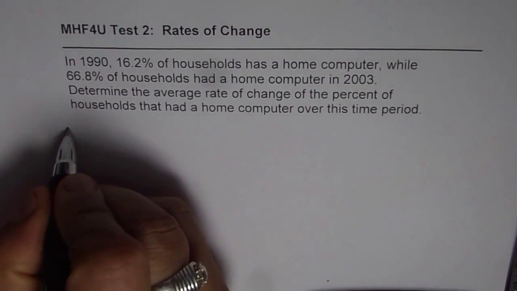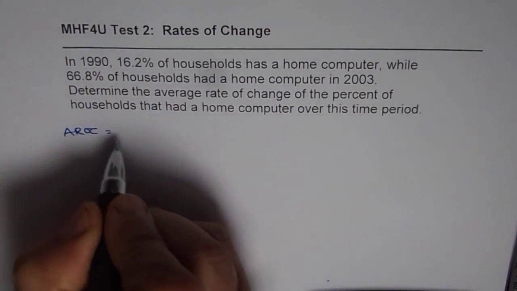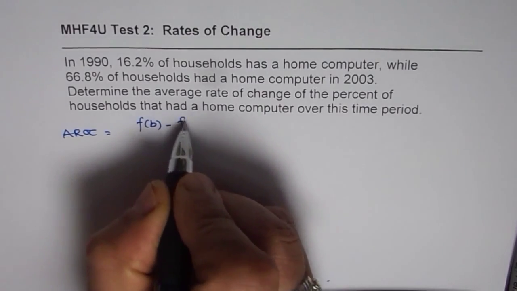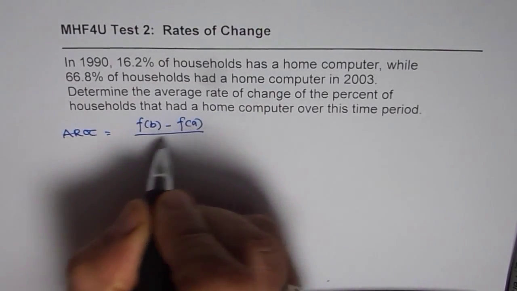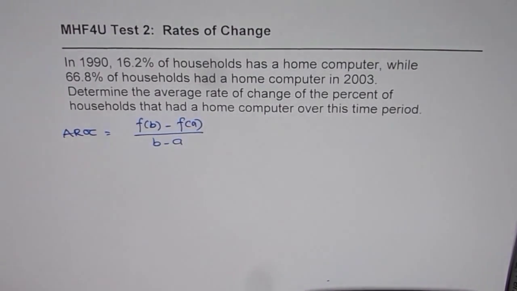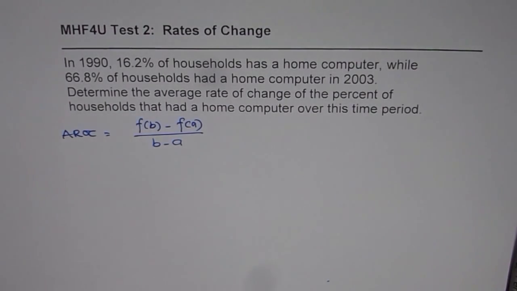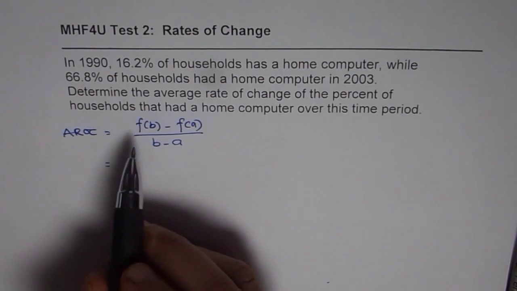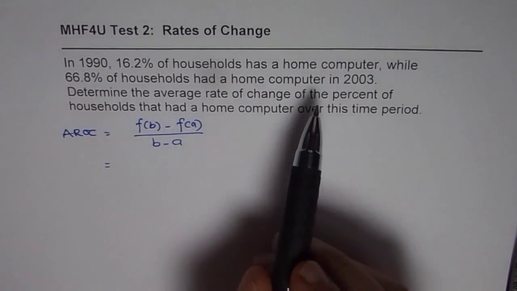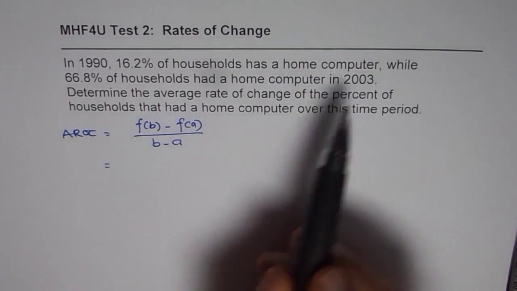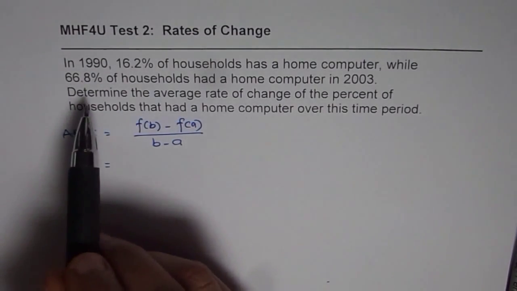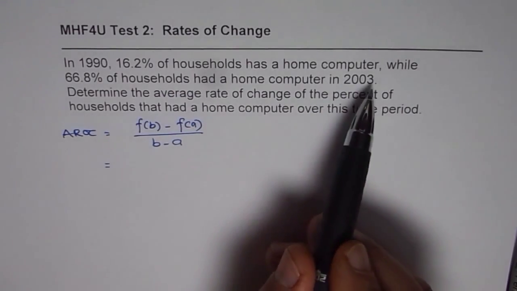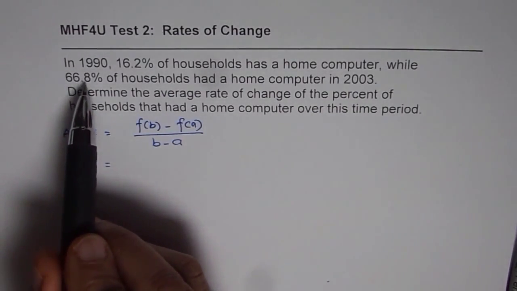Now, average rate of change, as you know, is the difference between the values, that means f(b) minus f(a) over b minus a, right? So change in y value over change in x value. In the given question, we are given the 2 years, which are 2003 and 1990. Now, the percent of households which had home computers in 2003 is 66.8, right?